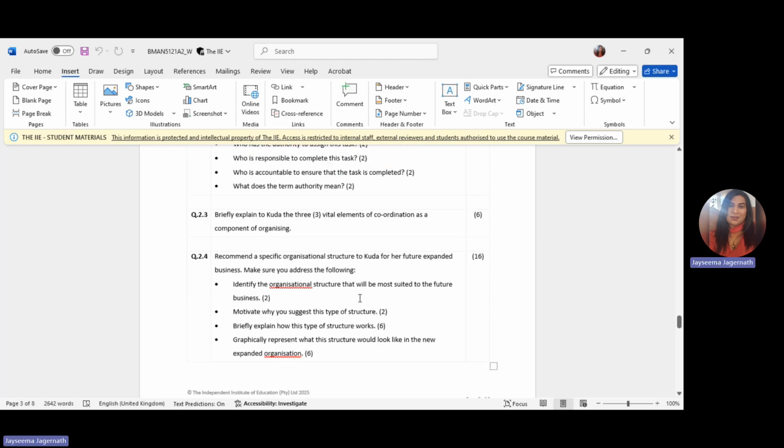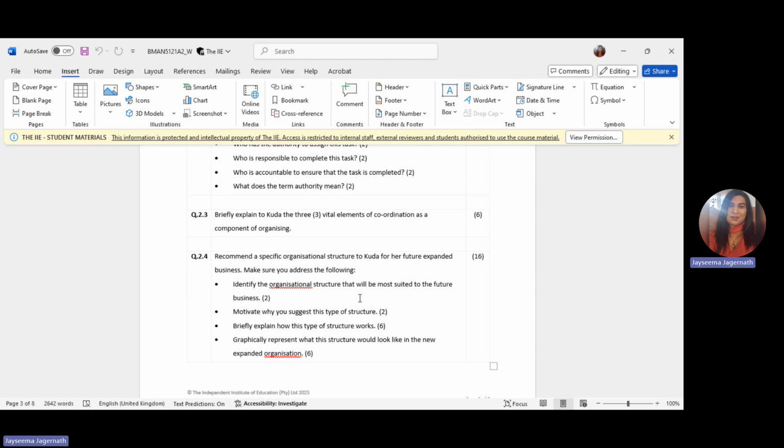Okay, you're then asked to recommend an organizational structure. And in terms of organizational structure, you have to look at the different types that we have. So we have functional, we have product, we have geographical, and a whole lot of others. Look at the structure of Kuda's business. How big is it, right? Remember, it's a vendor to market.